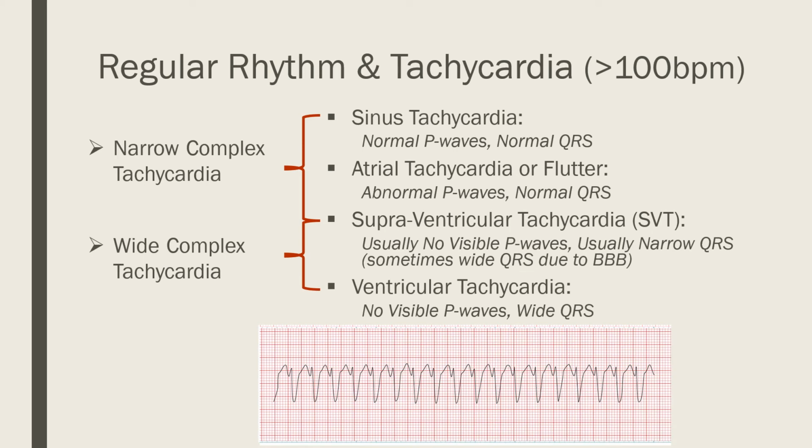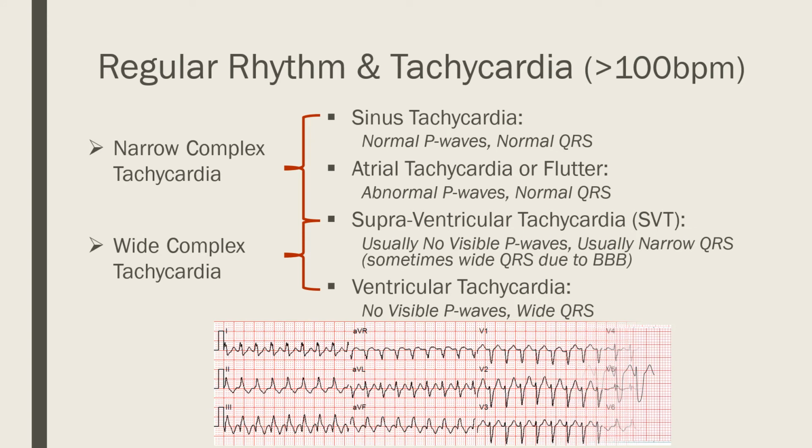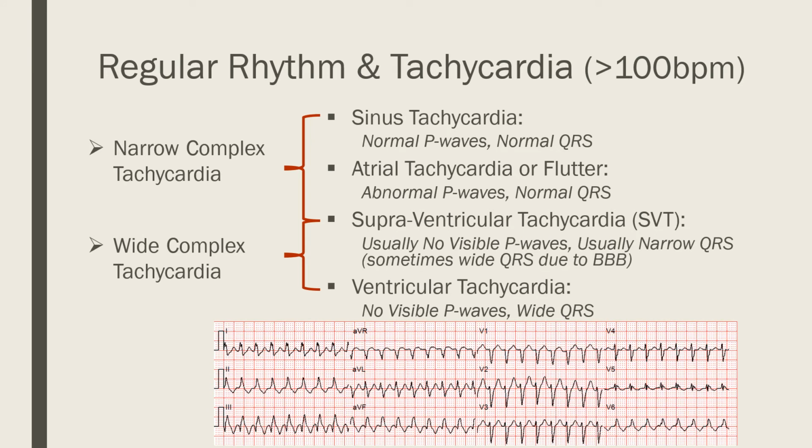The second type of wide complex tachycardia is ventricular tachycardia, in which there are no visible P waves, just wide QRS complexes. This strip shows wide complex tachycardia, which is usually ventricular tachycardia. This strip shows wide complex tachycardia with a feature of bundle branch block. This is left bundle branch block. So this is mostly SVT with bundle branch block.